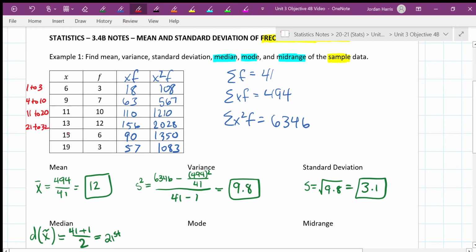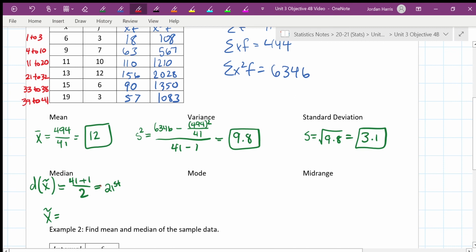The next numbers, there's 6 15s, so that's the 33rd term to the 38th term. And then the last 3 numbers are 19. So that's the 39th term to the 41st term, which, notice, is how many data points we have total. That's the end, which is good. So these are the term numbers for each one: 1, 2, 3, 4 to 10, 11 to 20, and so on.